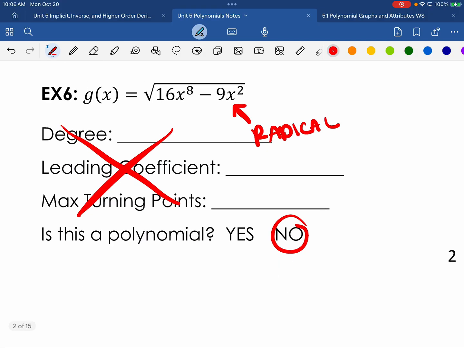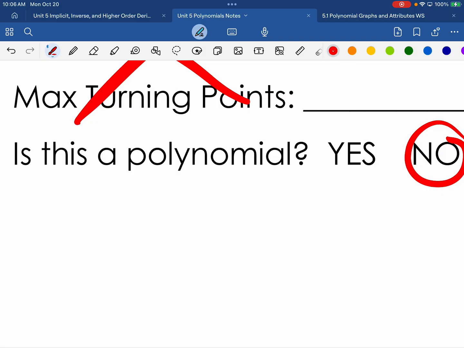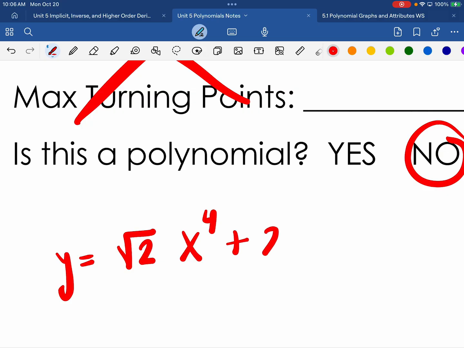All right, but I want to kind of make note of something. Would that be a polynomial? Yes, this would be a polynomial because the square root of 2 is your leading coefficient. It doesn't have x in it. Does that make sense? So you really need to pay attention to where x is when you're trying to decide if it's a polynomial or not. If the square root is over an x, it's not.